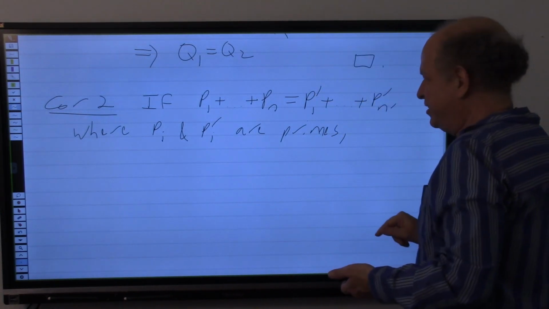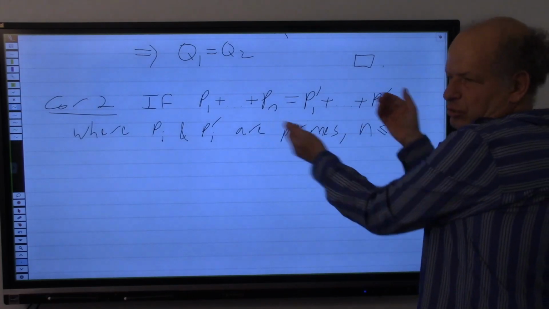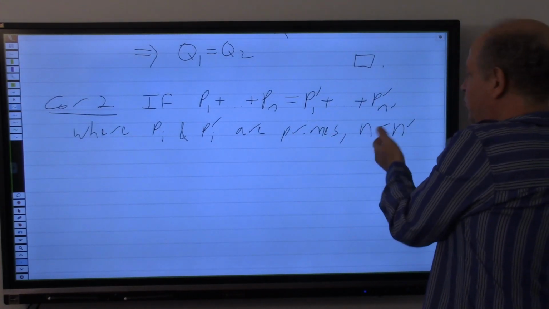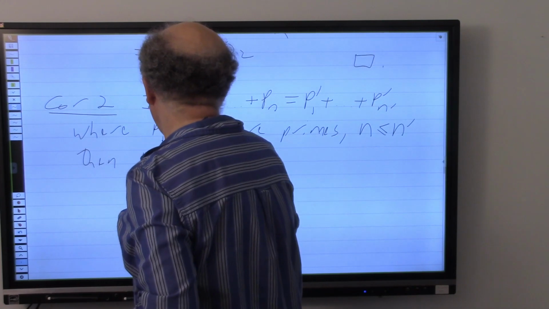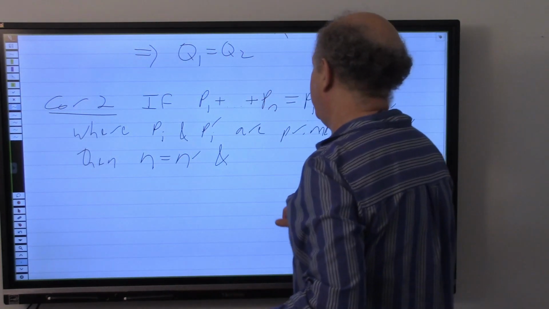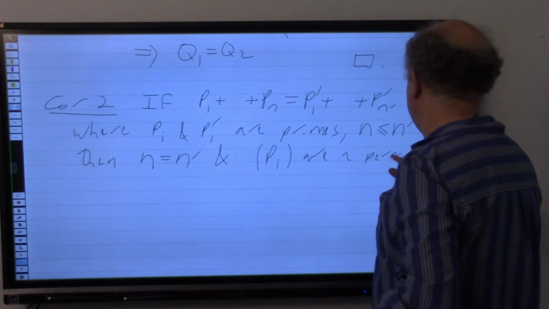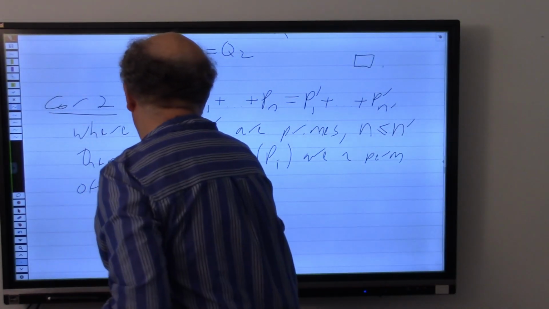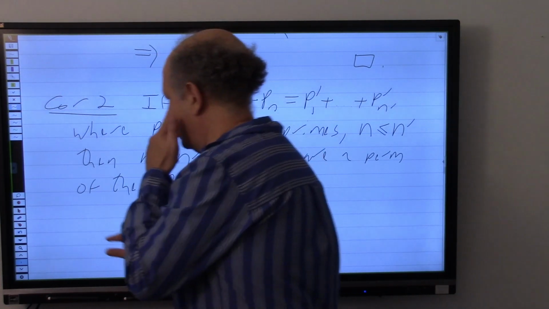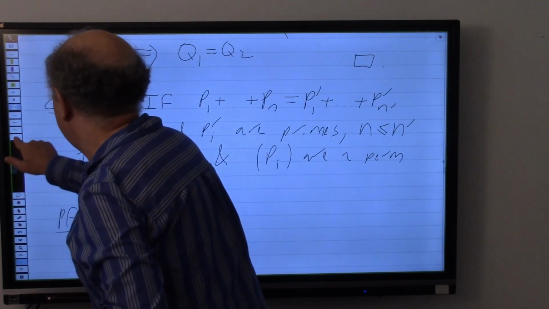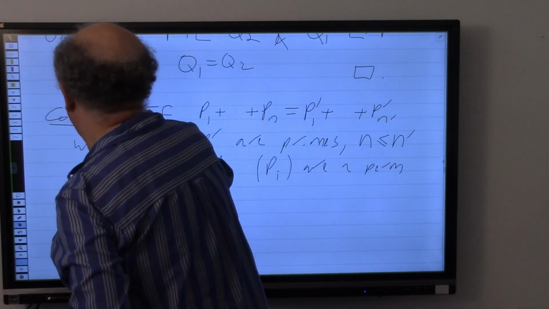And also, let's assume that n is less than or equal to n prime. I mean, I could just choose which one is n and which one is n prime. So let's assume that this is the case. Then n is actually equal to n prime, and the Pi's are a permutation of the Pi primes. Okay, proof. Oops, sorry.